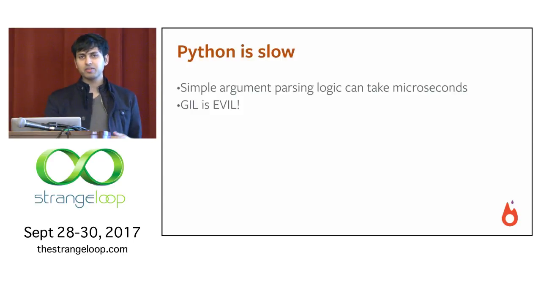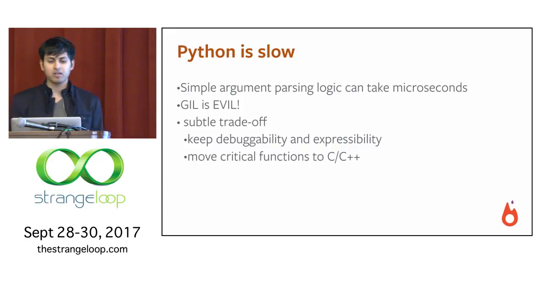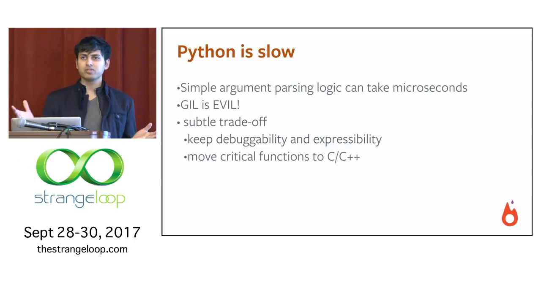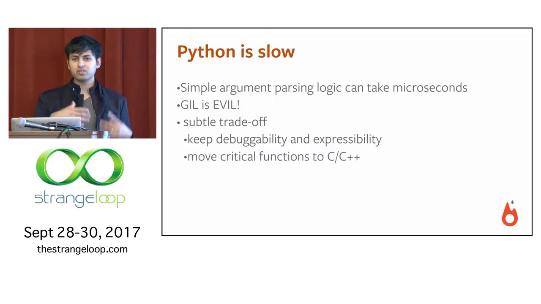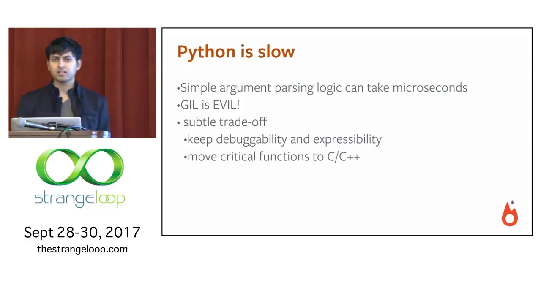So we fight it in various ways. One of the simplest ways is we just move all of our functions that are actually important to C or C++. It's a subtle trade-off, because as users of PyTorch itself, you want to make sure it's very easy to debug and extend while you're working with it day to day. But if you want performance, then the biggest hotspots cannot be in Python.